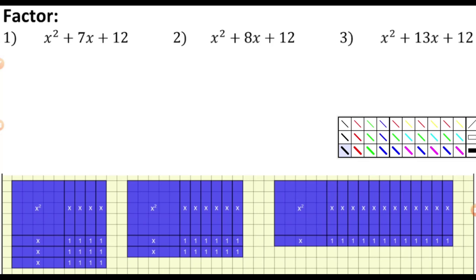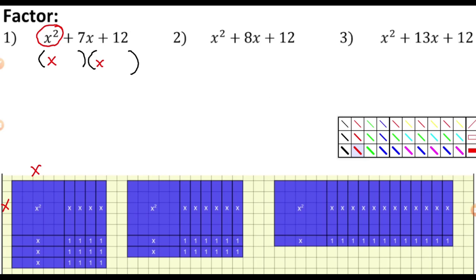Number 1 says factor x squared plus 7x plus 12. So we're going to be factoring this trinomial, asking what two binomials multiply to give me that. The key to this will be looking at your first term and your last term. When I look at the x squared, I have to think, what times what gives me x squared? Well, that's pretty easy, just x times x. And again, down here in the picture, you can see that x times x gives me x squared.